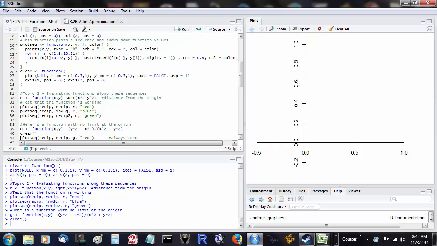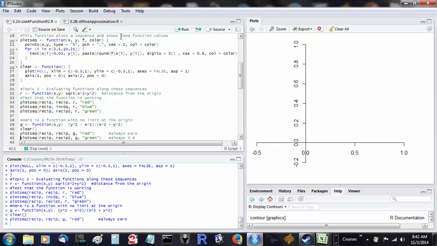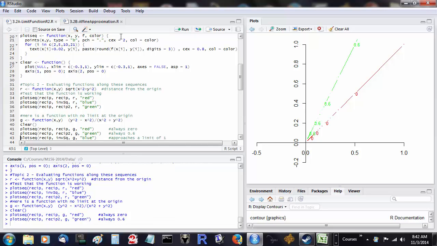You look at the numerator and see that y squared minus x squared equals 0, so it's no surprise that the function value always turns out to be 0. If, on the other hand, we choose 2 over n for the sequence of y values, then we move in along a line with slope 2. Y squared minus x squared is always equal to 3.